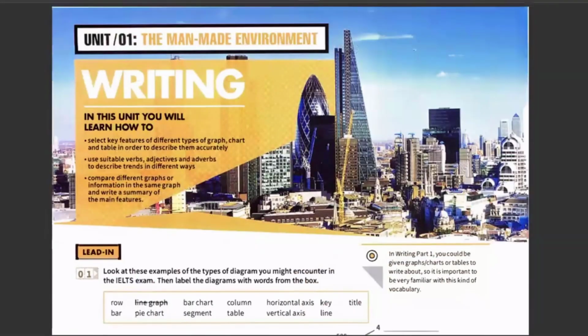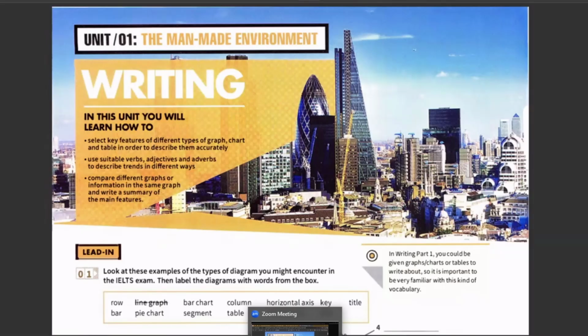So in writing, there are certain parts in which certain pictures will be given to you, for example, graphs, or it could even be a process going on, a cycle going on. You have to look at those and describe them using certain words that will get you the points.